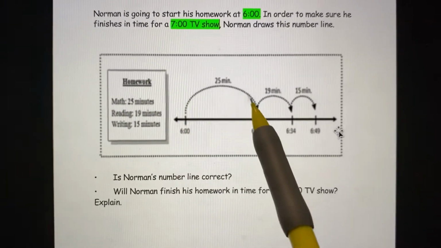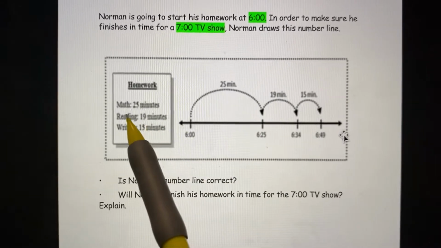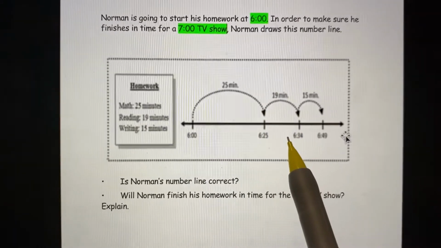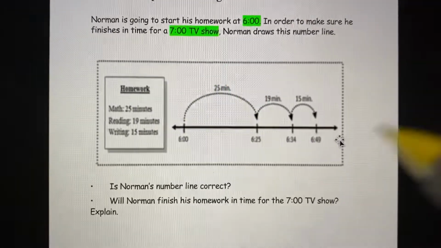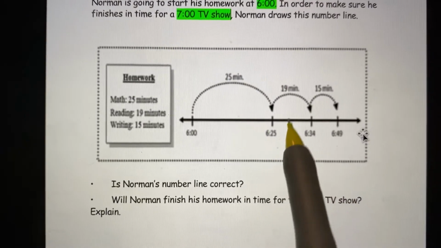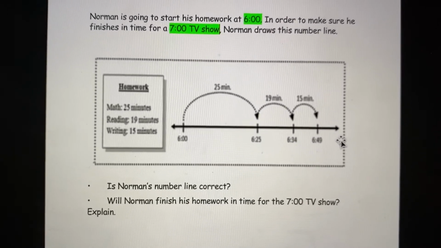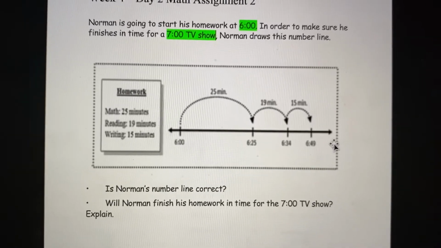So 25, we go to 6:25. Then he did reading for 19 minutes. 6:25 plus 19, is it 6:34? You should probably add your minutes. So you want to add 25 to 19. Do you get 6:34? Do that really quickly right now if you want to, guys, and see what you get. Is that the right answer?